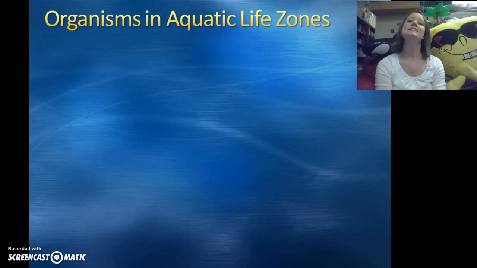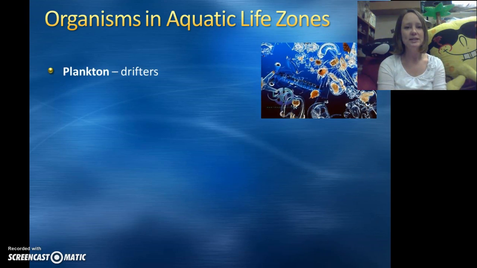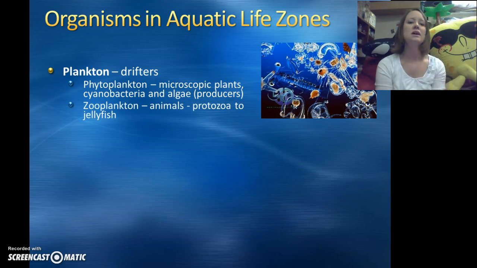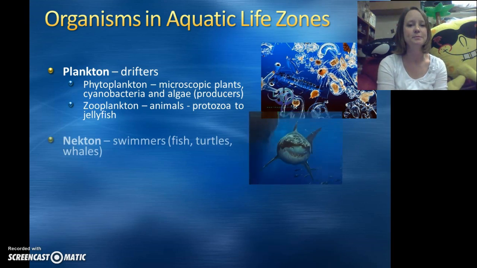All right, so any type of aquatic life zone, whether saltwater or freshwater, has organisms. Those that drift, that can't swim on their own, they just move along with the currents, we refer to as plankton. They can be anything as small as microscopic plants and algae and cyanobacteria, all the way up to our larger jellyfish, which are considered a type of zooplankton. Those are our animals. So not all plankton are microscopic as most people believe.